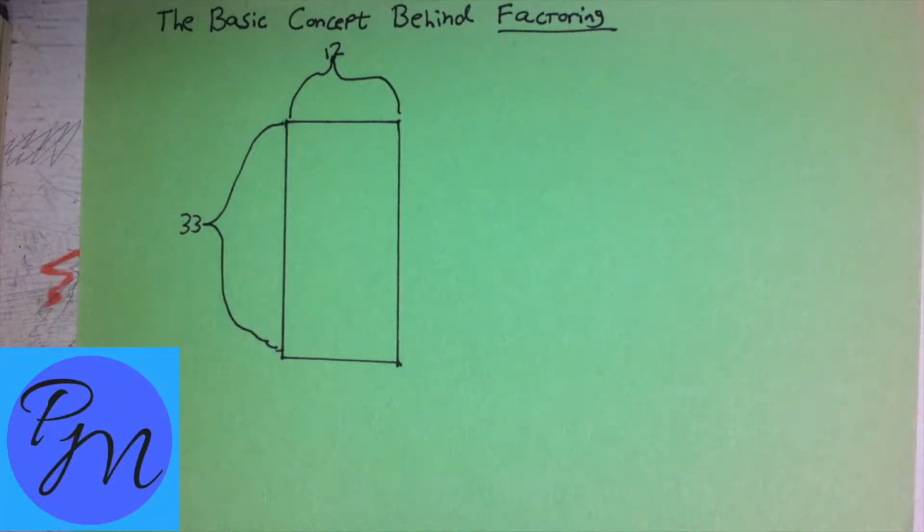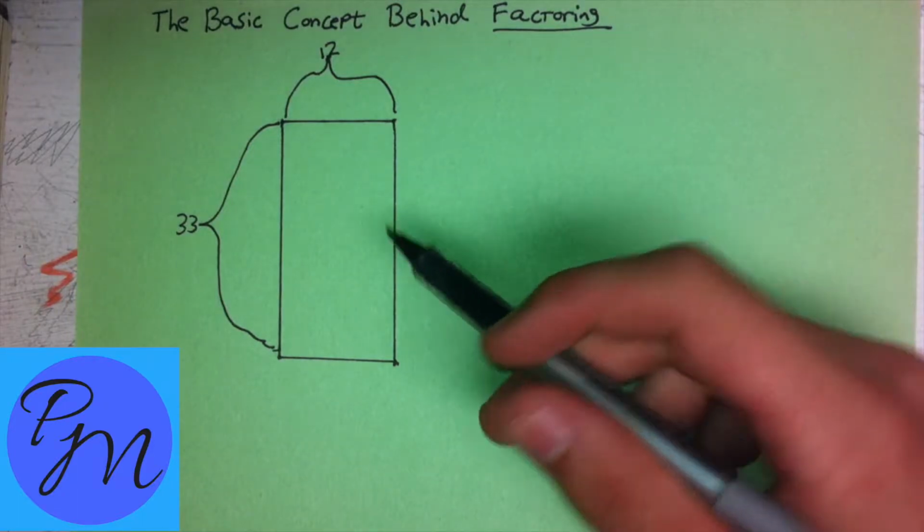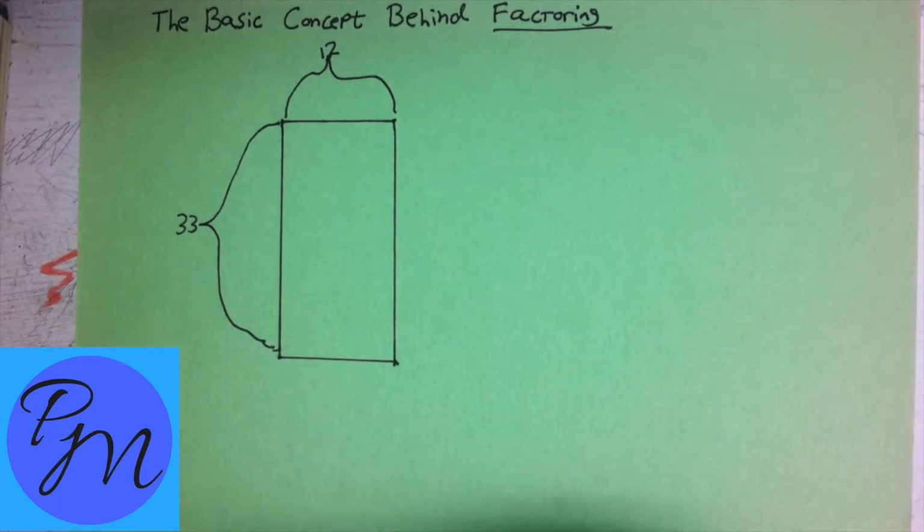So before I go into how to factor, we're first going to look at the basic concept behind factoring. The basic concept behind factoring is that when we want to find the area of a rectangle, we don't have to just do this multiplication. We can break up the side lengths in order to make it an easier calculation.